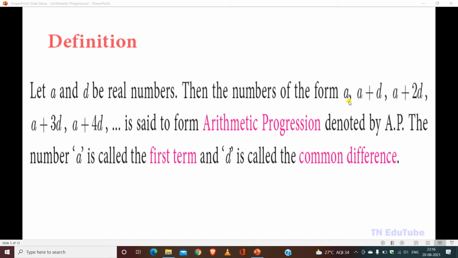First term is A, then the second term is A plus D. One difference will be added. Again that same difference is added. So A plus 2D, A plus 3D, A plus 4D, etc. A is the first term and D is the common difference.